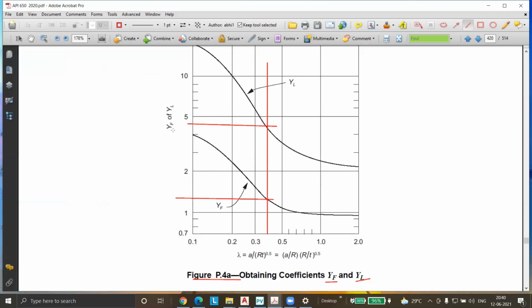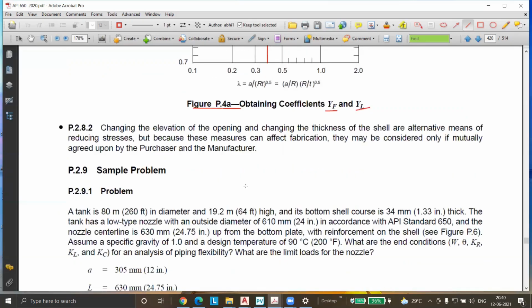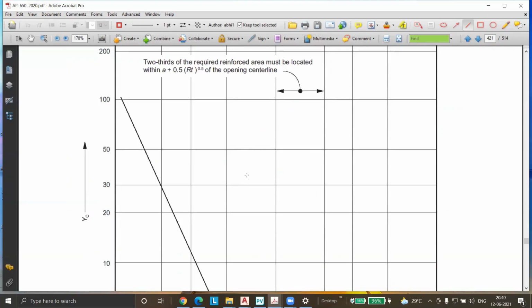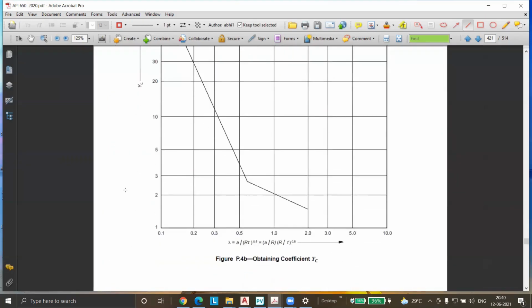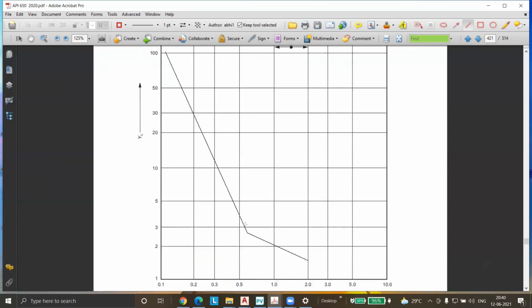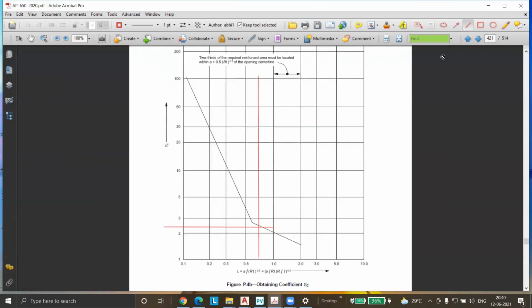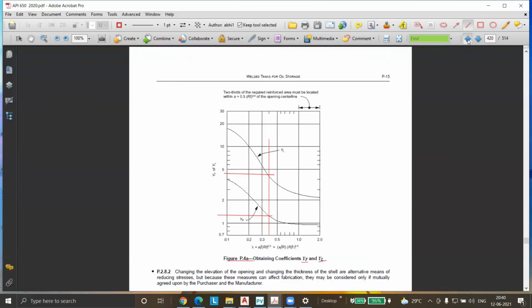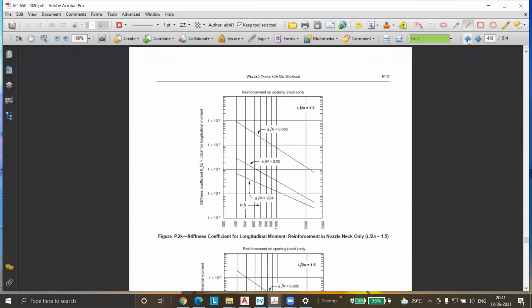We'll get the YF and YL. YC is not there in this. YC is there in the next graph. If you see, this is YC. So YC is also depending upon the same factor. If you are proceeding here, this graph will give me the YC value. So we have three coefficients and three non-dimensional quantities.